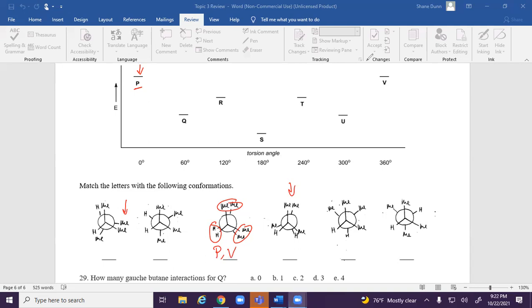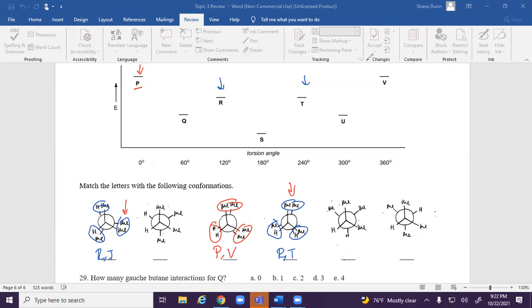Yeah. These guys right here do show overlap, which is eclipse, right? But it's not a total eclipse, it's a partial eclipse, which is really the second highest. So R or T, or RT. You can put either one there. That's why I put both in there. Put either or. Okay.